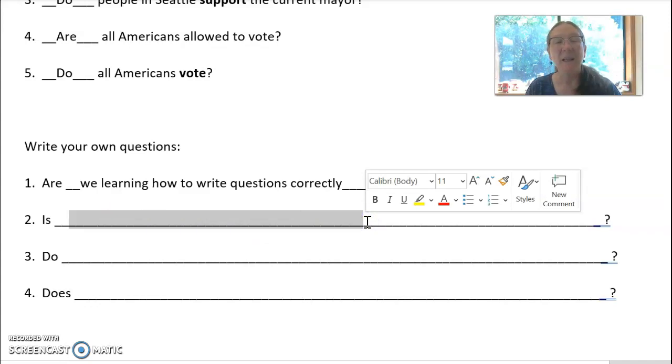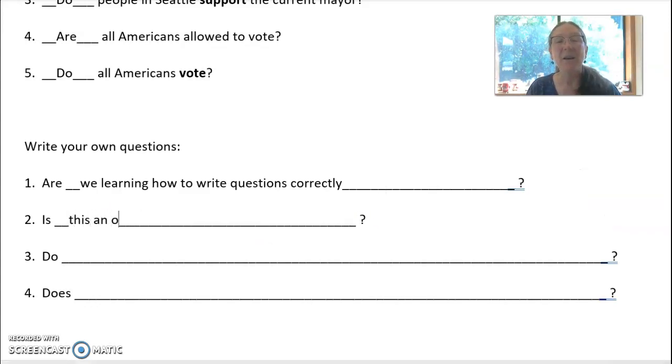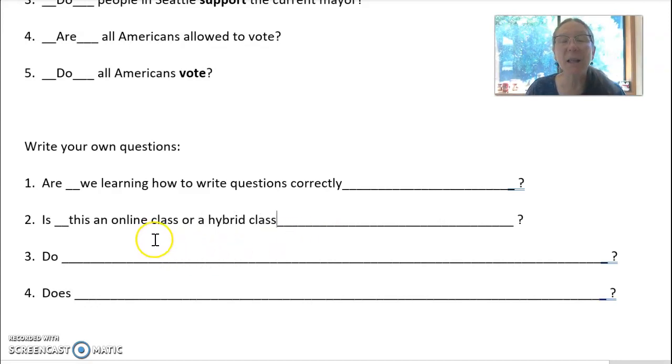All right, second one is, let's see, is this an online class or a hybrid class? Is this an online class or a hybrid class? All right, any base form in here? I don't see any base form. That means it's correct.